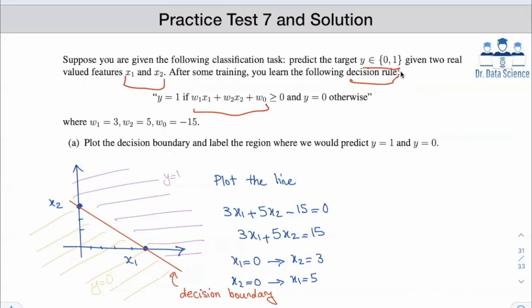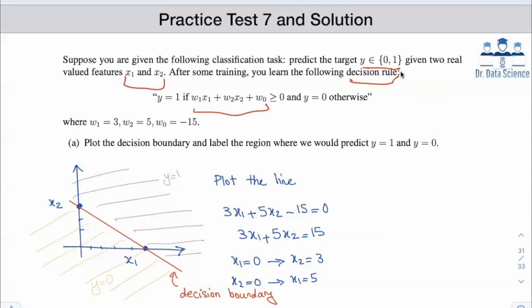This is also important to just show you this parameter that we use. They shouldn't just be called theta 0, theta 1, theta 2. They can be called anything you want. Here we use W0, W1, and W2. And we want to plot this decision boundary and label which regions, meaning which parts of this feature space that we have, lead to us predicting y equals 1 and the other one y equals 0.